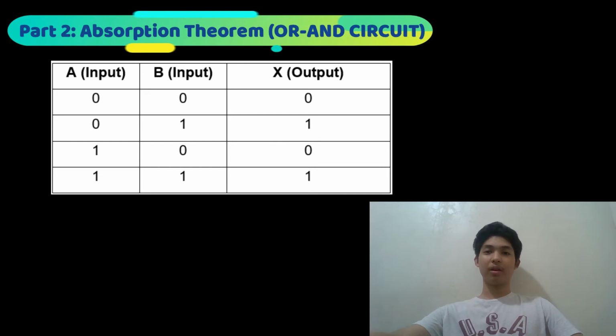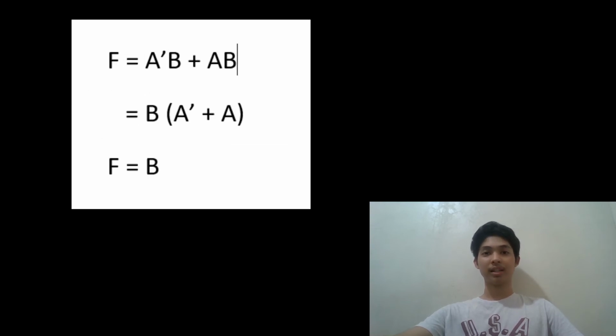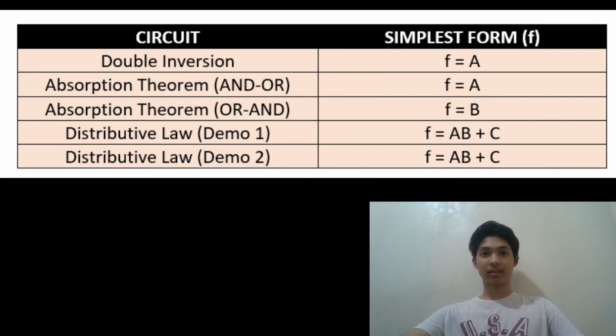For the third part of the experiment is absorption theorem using OR and combinational circuit. By obtaining the inputs that would result in an output of 1, which are 0, 1, and 1, 1 inputs, these can be written into Boolean equation as A'B + AB. Then, we simplify this equation, which will be shown. Then, F is equal to B. It means that the input of B would be our output. For example, if the input in B is 0, the output will be 0 as well.